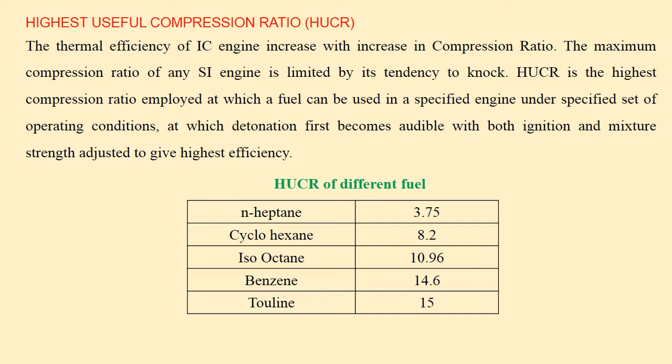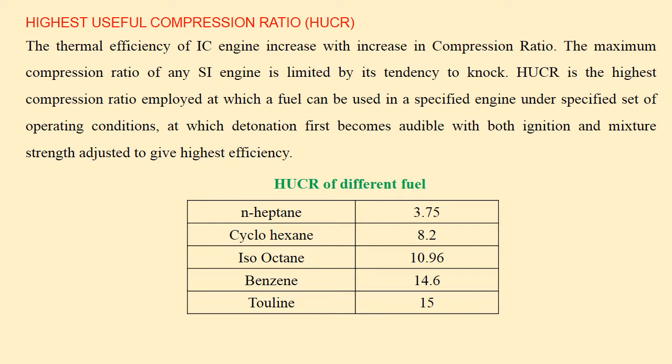But as we know, the maximum compression ratio for any SI engine is limited by its tendency to knock. Because of that, previously the rating of an SI engine was based on the highest useful compression ratio. So in earlier days the rating of an SI engine was based on the compression ratio that could be employed in a given engine under a given set of conditions.